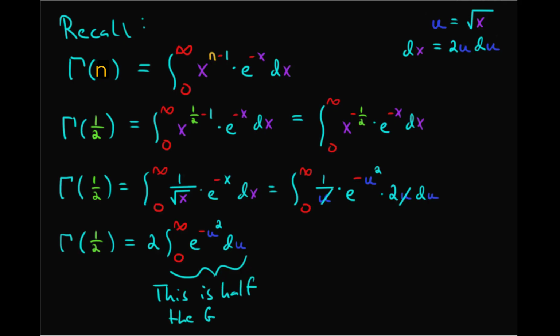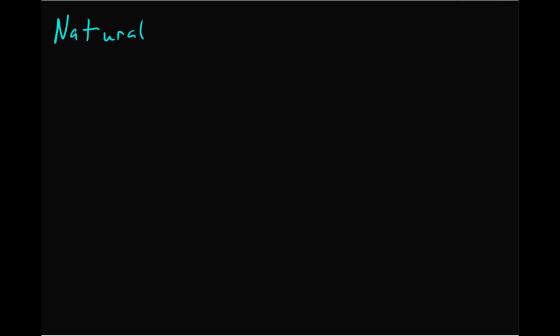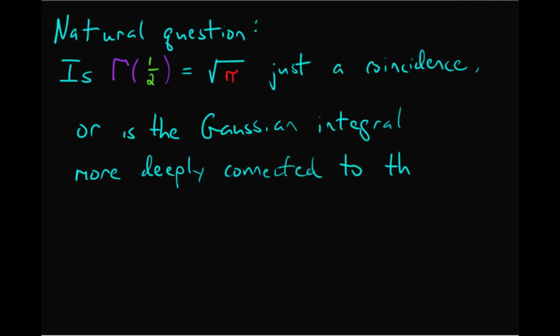The Gaussian goes from negative infinity to positive infinity, and as we said, it's symmetric about the y-axis. So the value of this integral is just going to be half that of the Gaussian integral. So I then have that gamma of 1/2 equals 2 times 1/2 radical pi, and therefore gamma of 1/2 equals radical pi. So now a natural question emerges. Is the fact that gamma of 1/2 equals radical pi just a beautiful coincidence? Or is the Gaussian integral more deeply connected to the gamma function in a more general way? Well, we're going to see that that's in fact the case.